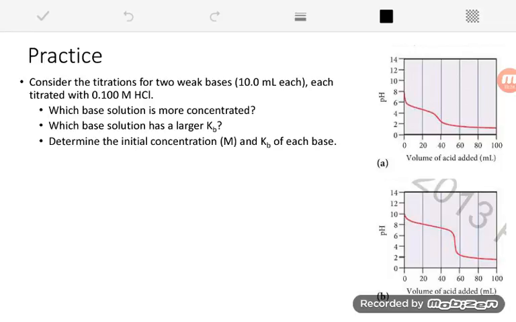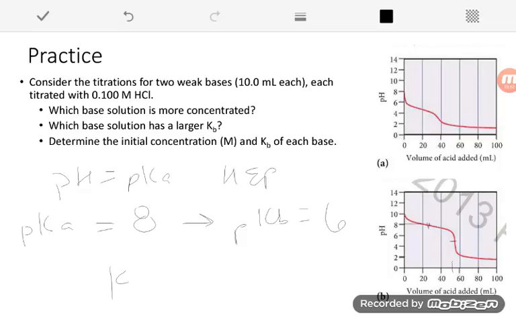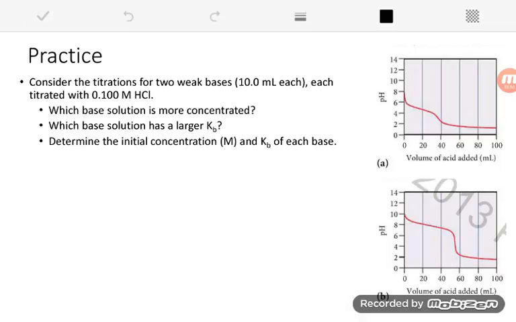We could do the same thing for B. So for B, our equivalence point occurs at maybe about 55, we said, which means my half equivalence point is right about there, maybe around 27. So if I read off, my pH is equal to the pKa at that half equivalence point. So my pH there is equal to about 8, we'll say. So my pKa is 8. That means my pKb is going to be around 6. And so my Kb is going to be around 10 to the negative 6. So Kb, that one's pretty simple. Now let's do the concentration.